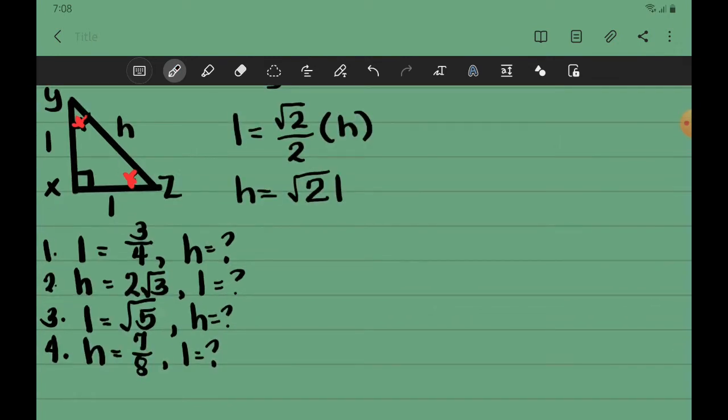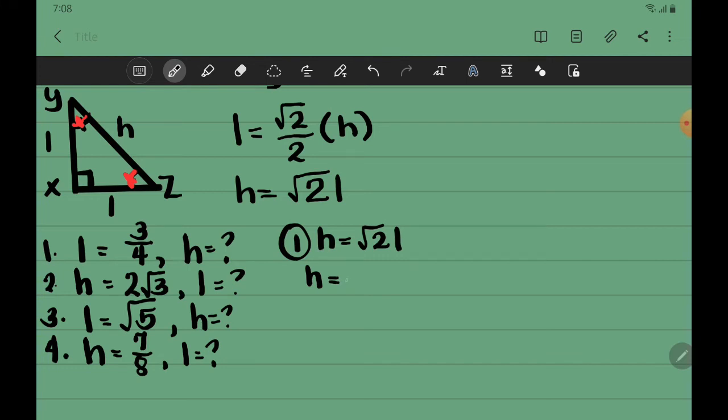Okay, so meron tayong dalawang formula. We have the L is equal to square root of 2 over 2 times H, or H is equal to square root of 2 times L. So, since sa number 1, ang nawawala is hypotenuse or H, ang gagamitin nating formula is yung formula number 2, which is H is equal to square root of 2 times L. So, kung ano yung nawawala, yun yung formula na gagamitin natin. So, which is H. And then, ang value ng ating leg is 3/4. So, isubstitute lang natin siya dun sa L.